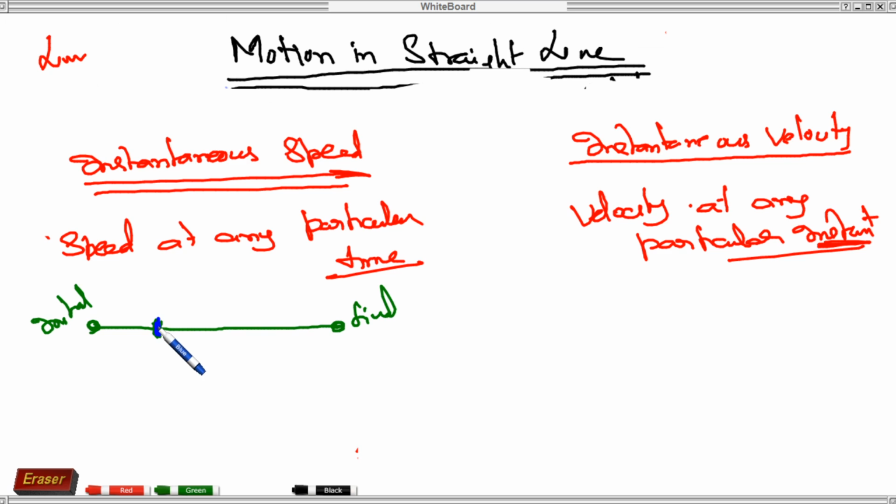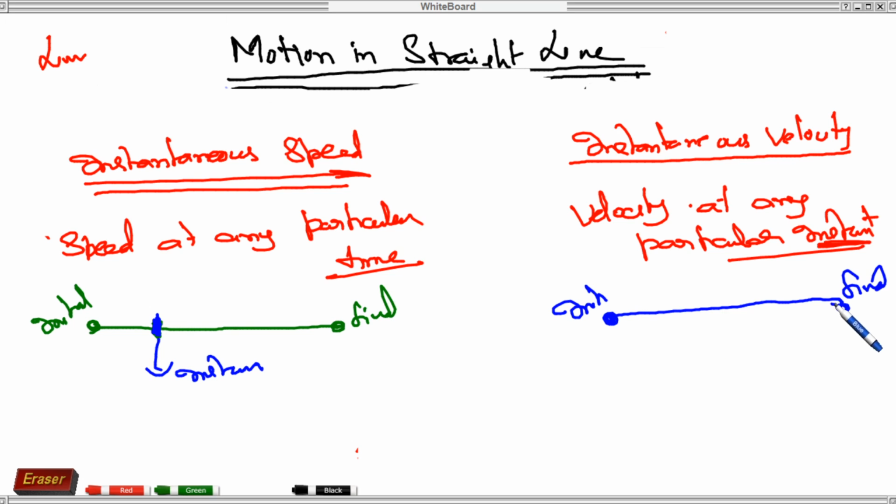I'm talking about this instant. It means it's the initial point, it's the final point, it's moving from here to here. But at this particular instant, what would be the speed? That is what is called the instantaneous speed. And when the scenario is for instantaneous velocity, it's the initial point, it's the final point, and the body travels from here to here.